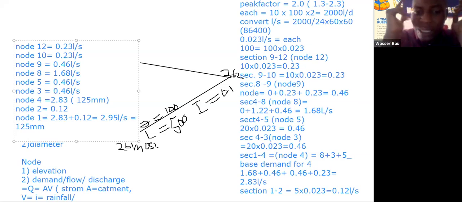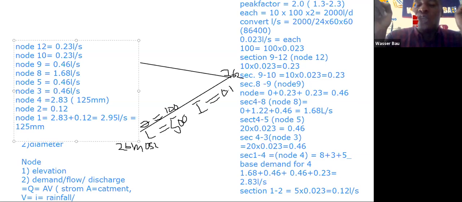The pipe slope remains 0.1%. For the roughness factor of the pipe, I'm using MPVC pipe, which is very smooth, so the roughness factor is 0.1. So you know the chart to use.